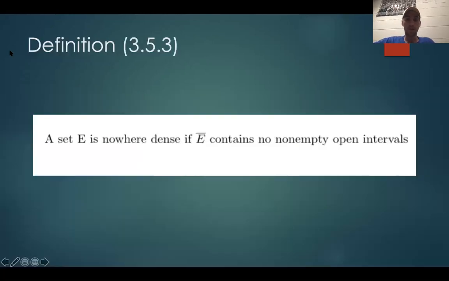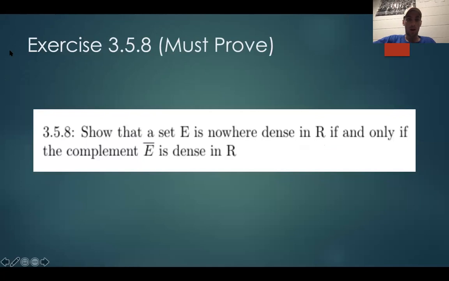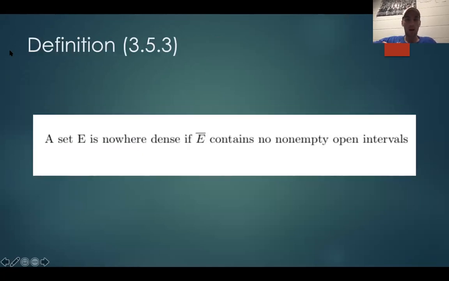So first, the definition from 3.5.3. A set E is nowhere dense if the closure of E contains no non-empty open intervals. And just to go back there, the definition basically means that the closure of E has an empty interior.